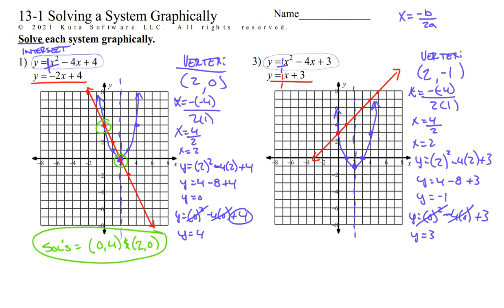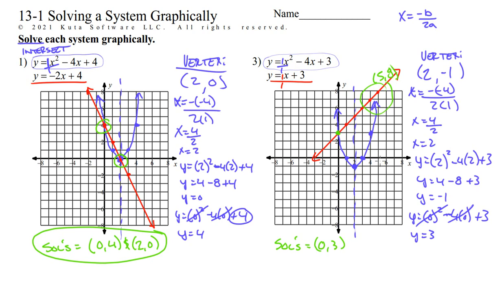So we know for sure one of the solutions is going to be at 0, 3, because that's this point right here. There's going to be another solution somewhere up in here. We don't know exactly what it's going to be. If I'm guessing, it's probably going to be at 5, 8. Let's just check and see if 5, 8 works in here, because again, my graph is not pretty enough to get that going.